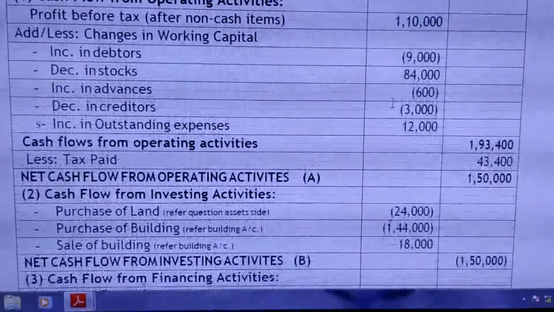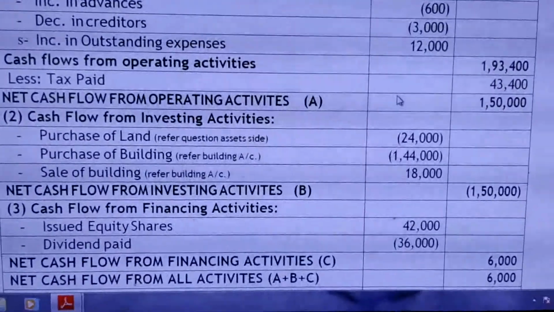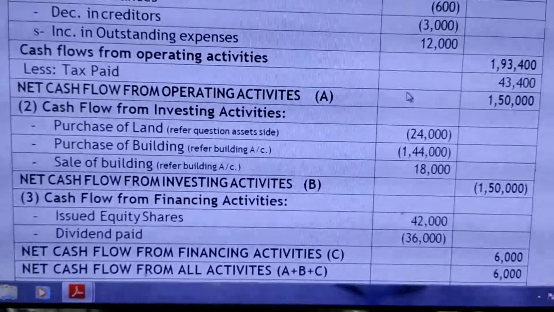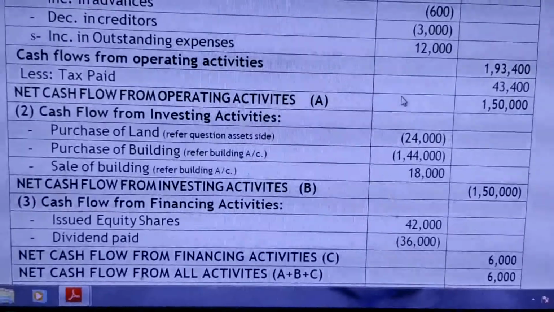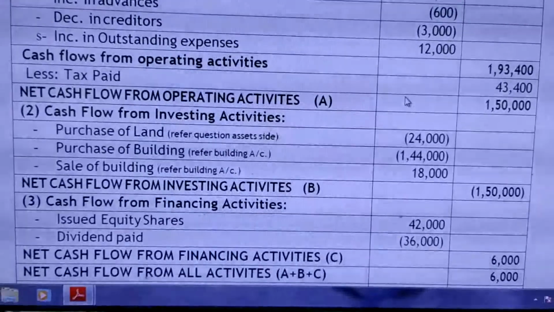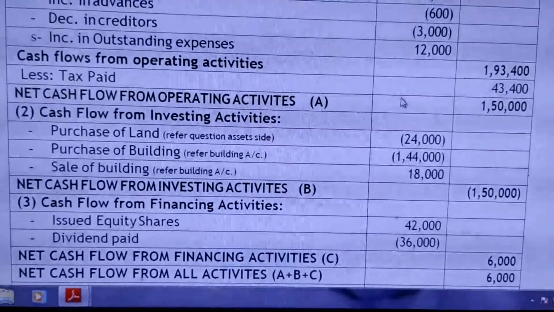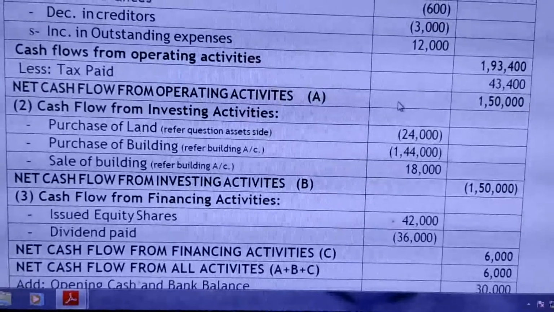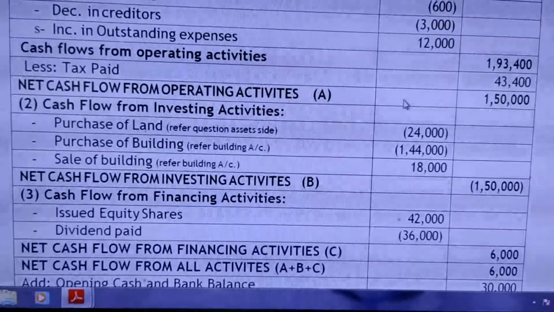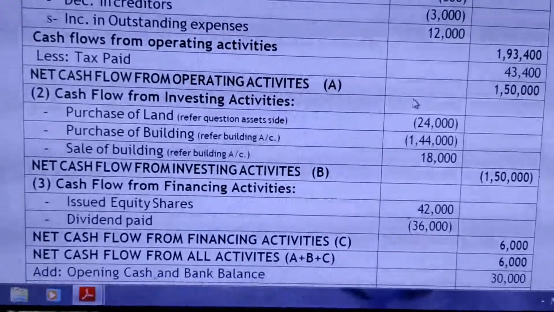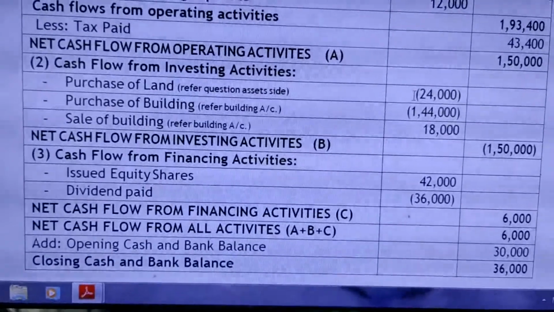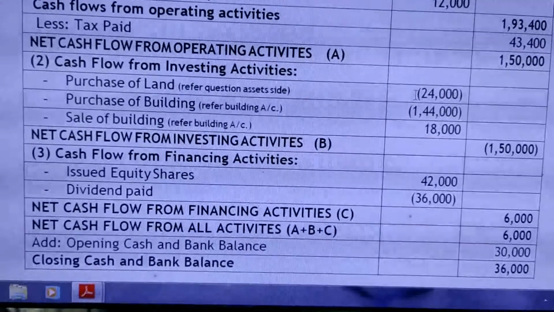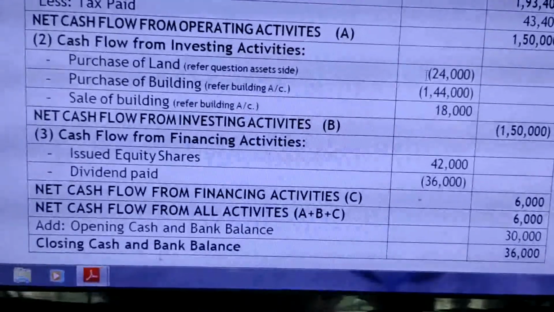Then you compare with the balance sheet and refer to the adjustments. In investing activity, purchase of land will be cash outflow, purchase of building is cash outflow, and sale of building is inflow of cash. So 1,44,000 plus 24,000, 1,68,000 minus 18,000, you get 1,50,000. And cash flow from financing activity: 42,000, and dividend paid 36,000. Finally you get the net cash flow from all activities, A plus B plus C, that is 6,000, and add opening balance 30,000, you get closing balance 36,000.